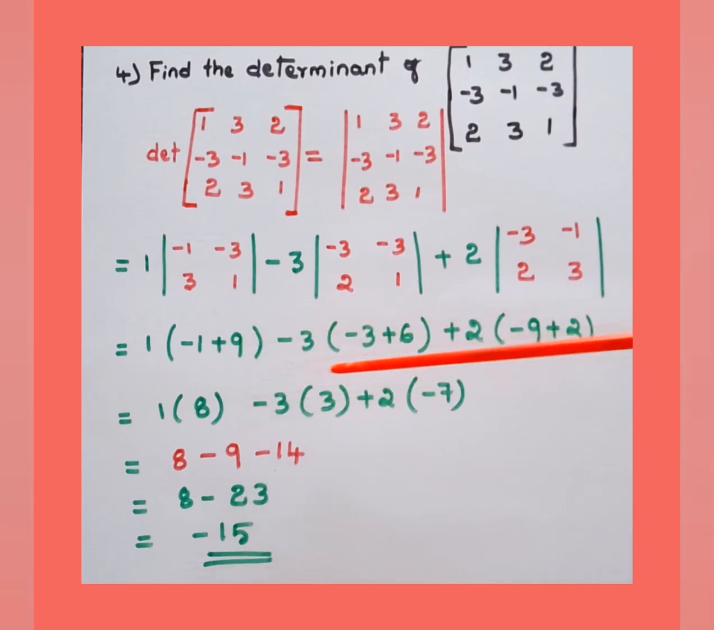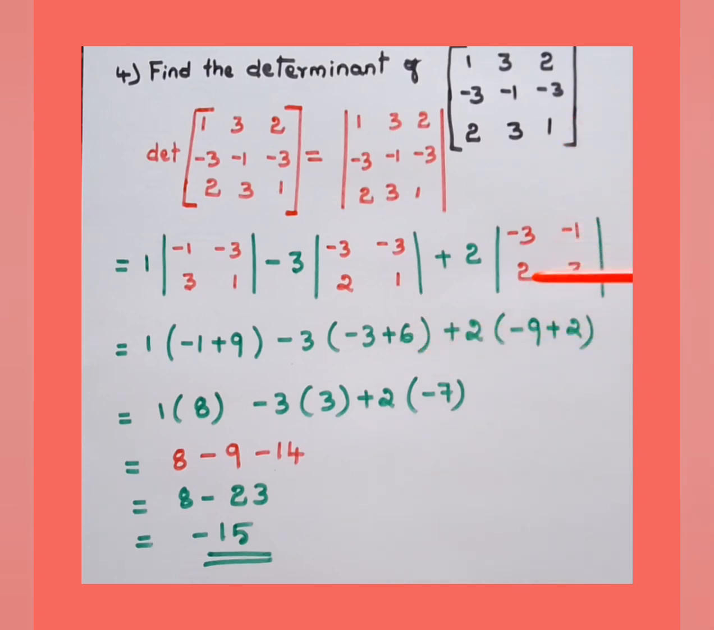9 minus 1 is 8. Again minus 3. This you simplify. 6 minus 3 is 3. Plus 2. Minus 9 plus 2. So subtract the smaller number from the greater number. 9 minus 2 is 7. Put the greater number sign. Minus 7. Already we have learnt about all these basics in the previous videos.